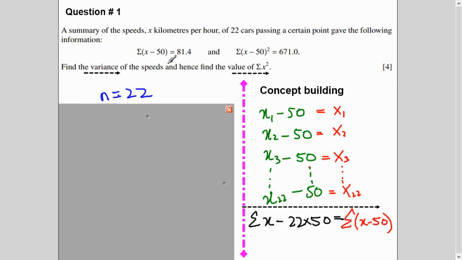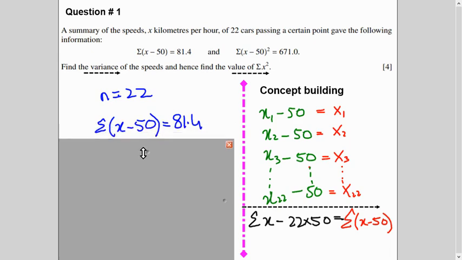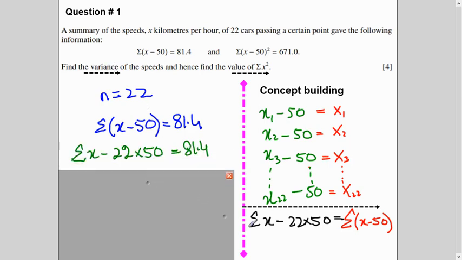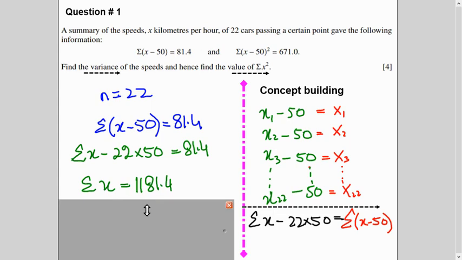Now let's come to the question. N is 22. Sigma x minus 50 is 81.5, given to you. Variance. So I have just applied this to find out sigma x. Now, by the way, I will tell you two ways to find the mean. It's totally up to you which one you want to do, because I want to develop the understanding. So I have done both methods. First one is this one, right? So now I got sigma x.